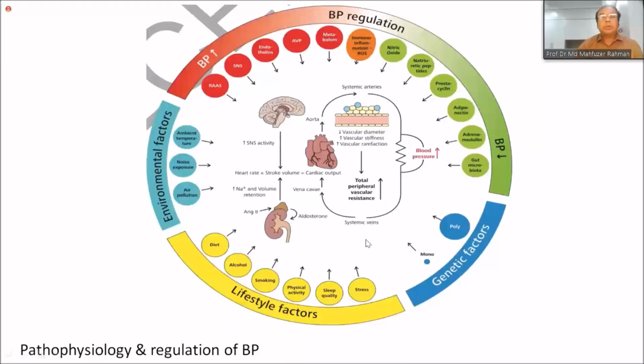So whenever we address a hypertensive patient, we should remember the underlying pathogenesis and etiological factors of hypertension, including the lifestyle factors, environmental factors, and different endogenous substances that are responsible for the regulation of blood pressure. And blood pressure is the end product of cardiac output and total peripheral vascular resistance. And it is the systemic vascular resistance which is very important in increasing blood pressure.